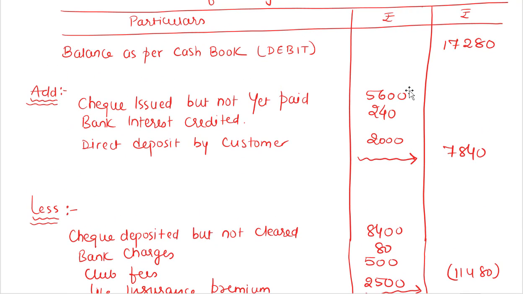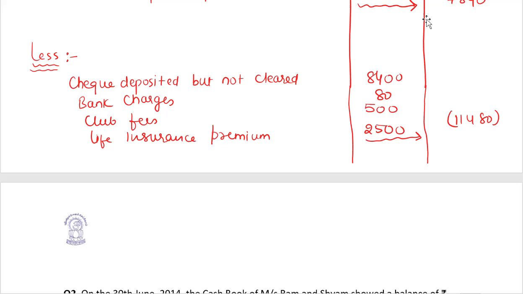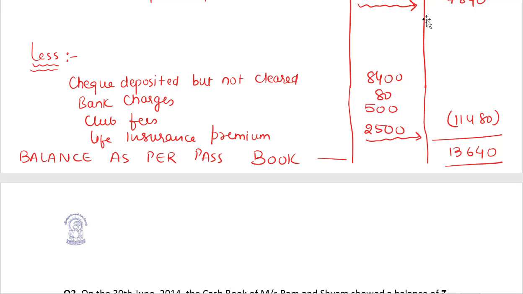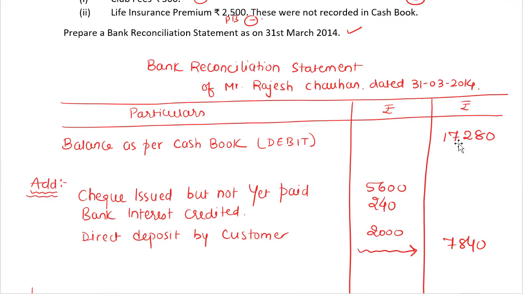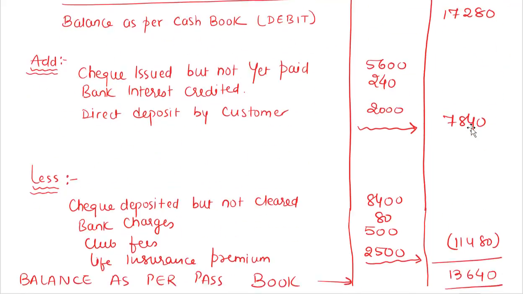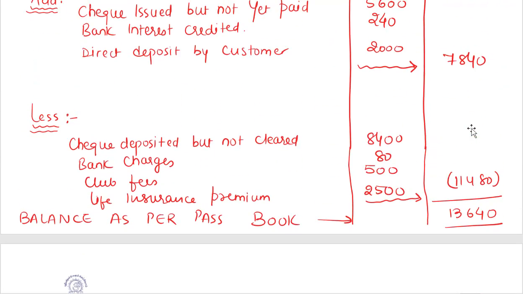So 17,280 plus 7,840 minus 11,480. The final figure is 13,640. This is balance as per passbook. We had calculated balance as per cash book 17,280. We made adjustments and we reached the balance as per passbook. I believe you understood till here.